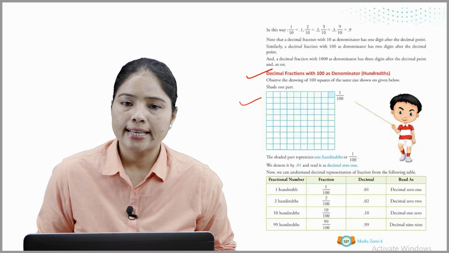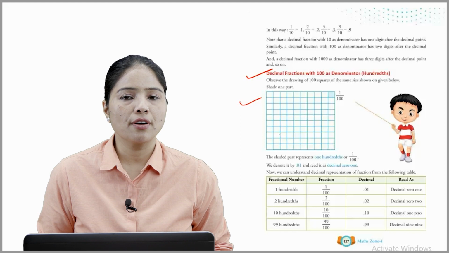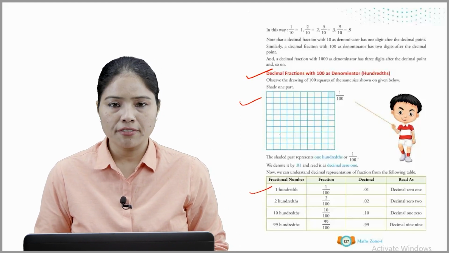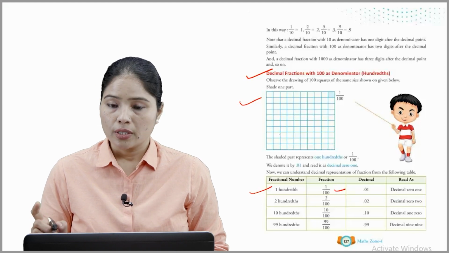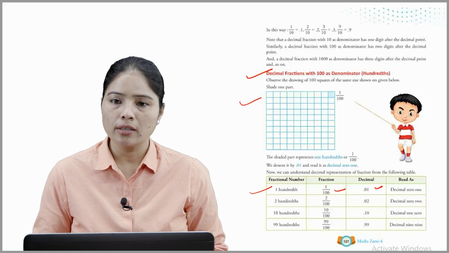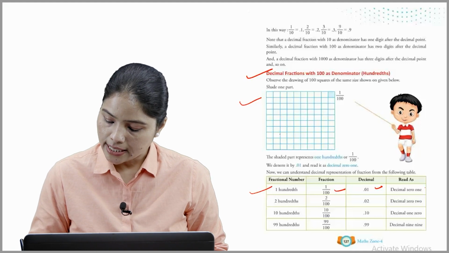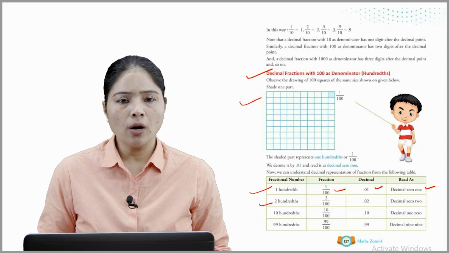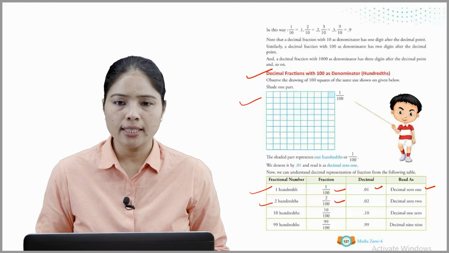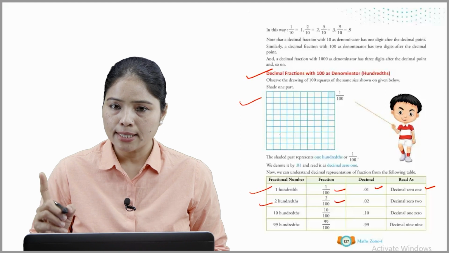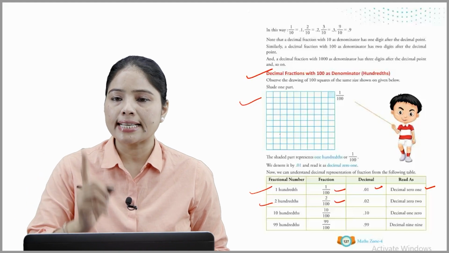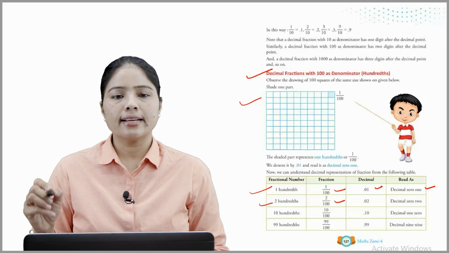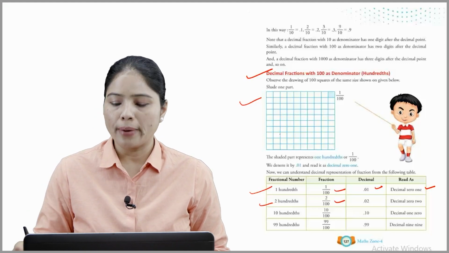Now we can understand decimal representations of fractions from the following table, like fraction 1/100. 100 का fraction part हो गया 1 by 100, decimal में हो गया decimal 01 और पढ़ेंगे कैसे बेटा इसको decimal 01. Similarly 2/100 मतलब 2 by 100, decimal part हो गया decimal 02 और पढ़ेंगे कैसे decimal 02. Similarly 10/100, 99/100. So just do practice well beta.